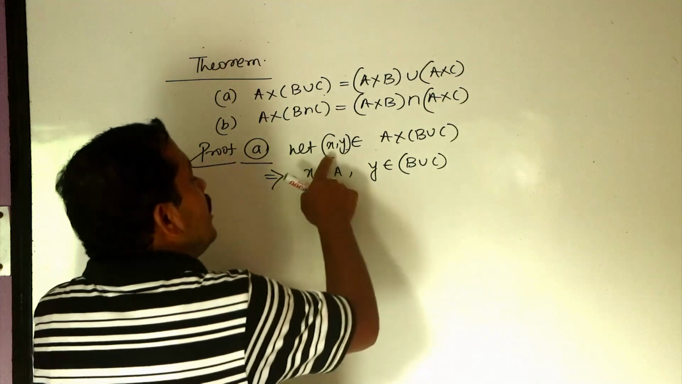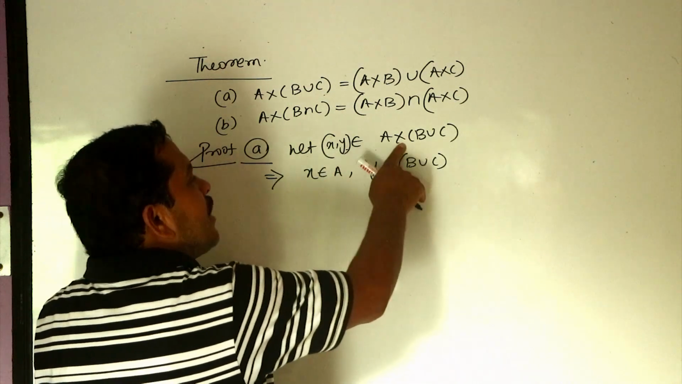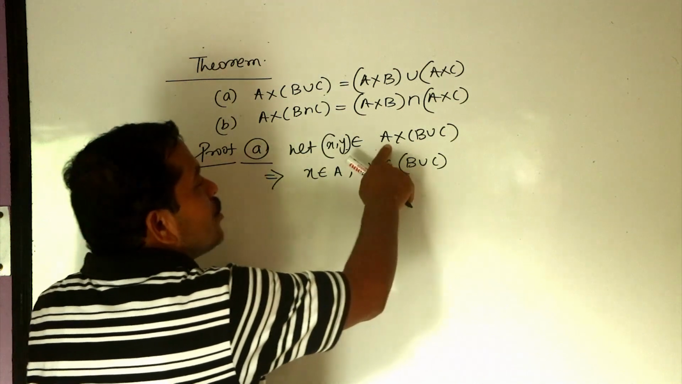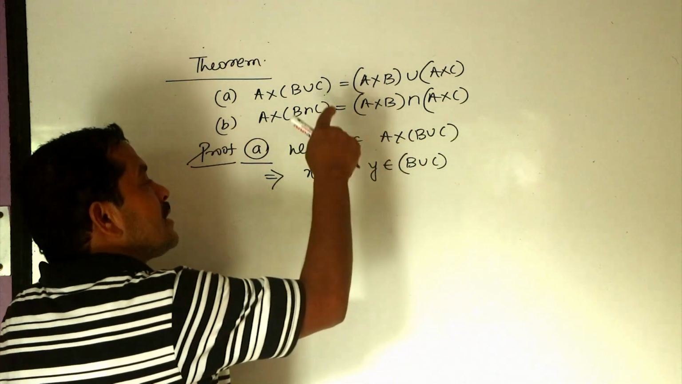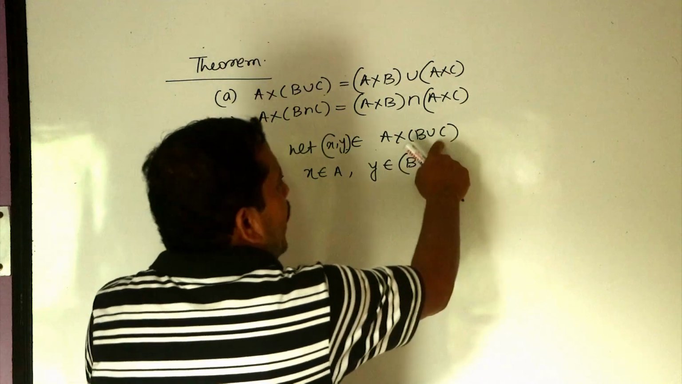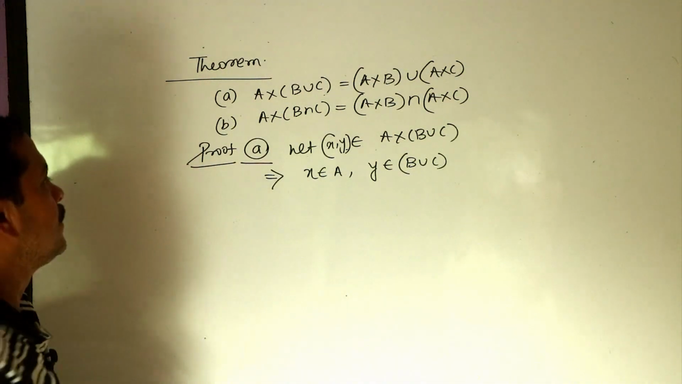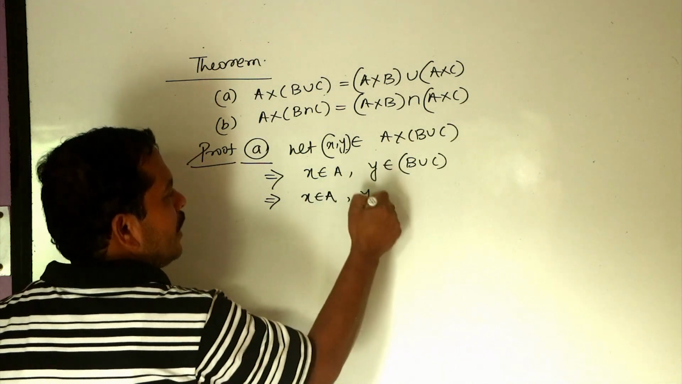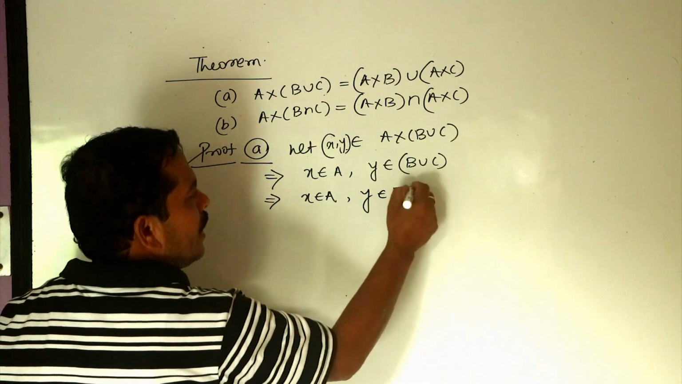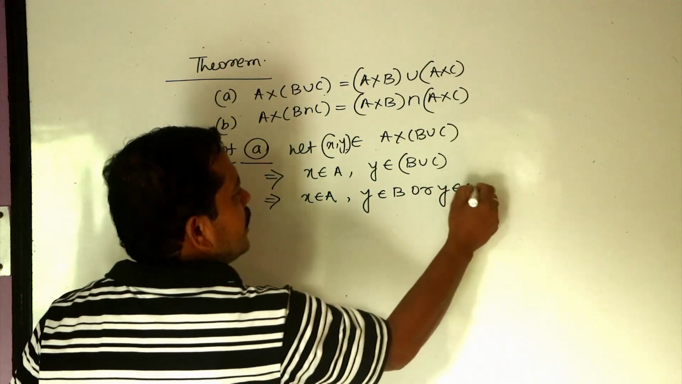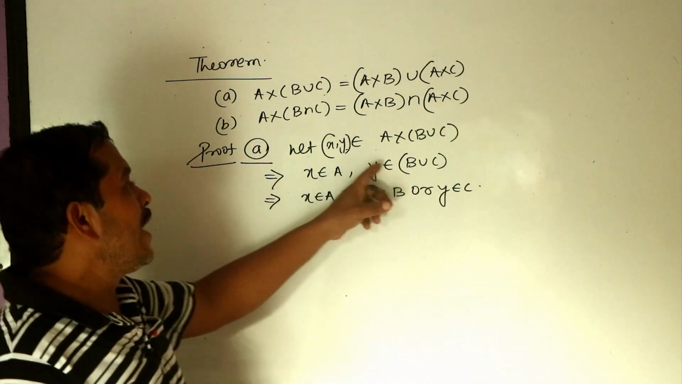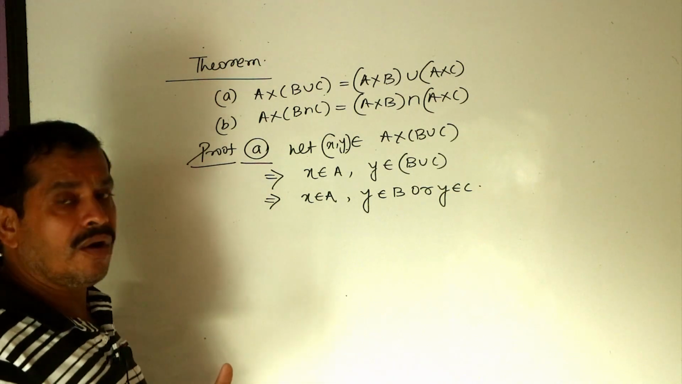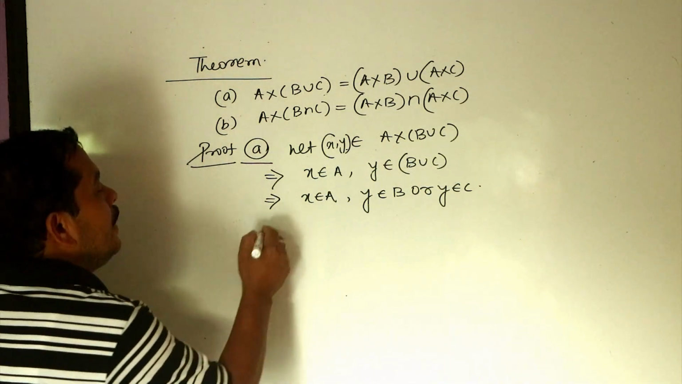We know that if the ordered pair (x, y) belongs to A cross (B union C), then the first component of the ordered pair belongs to the first set and the second component belongs to the second set. So this implies x belongs to A and y belongs to B or y belongs to C. We know that if y belongs to B union C, that means y belongs to B or y belongs to C.